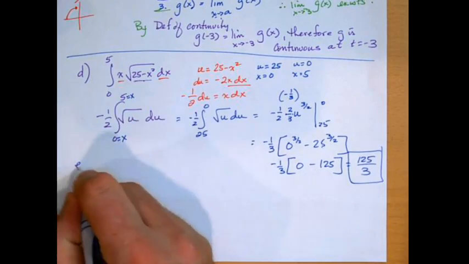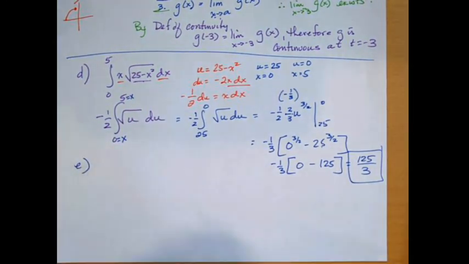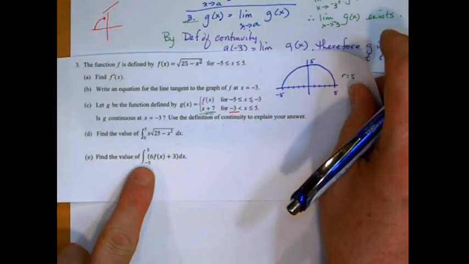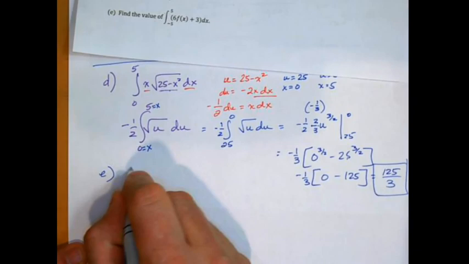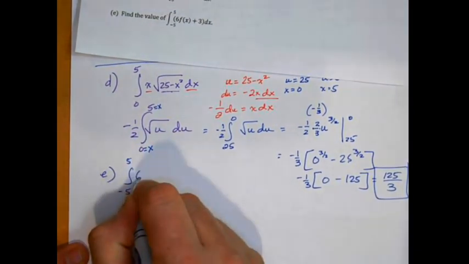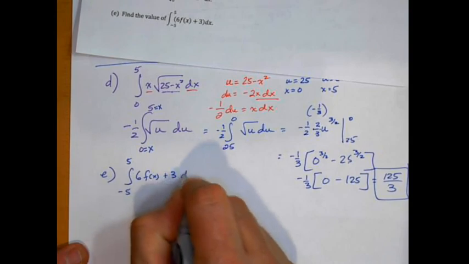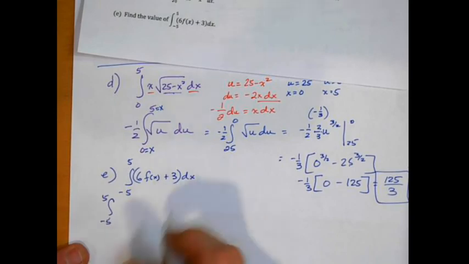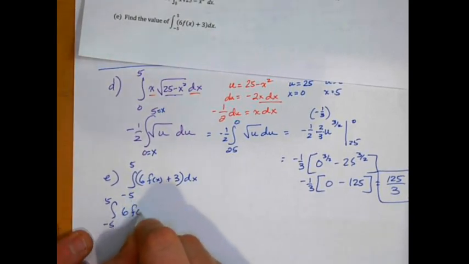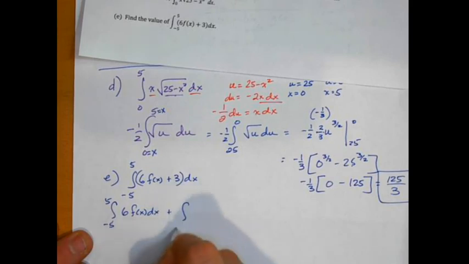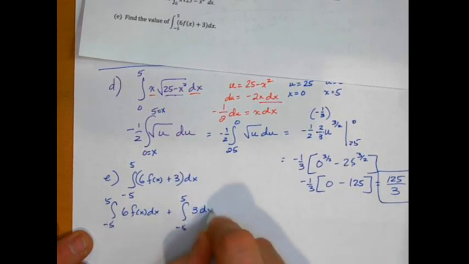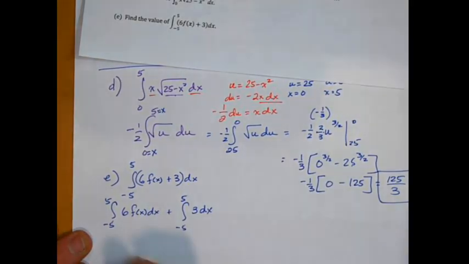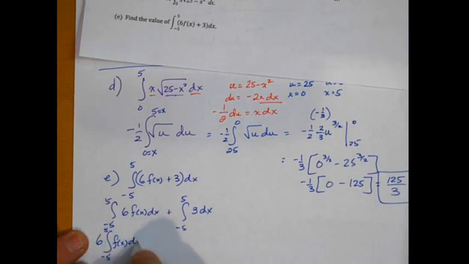All right, next. We did this one before. Oh, no we didn't. Okay, so the value of the integral from negative 5 to 5 of 6f of x plus 3 dx. I'm going to break it up, negative 5 to 5 of 6f of x dx plus negative 5 to 5 of 3 dx. So this is 6 times the integral from negative 5 to 5 of f of x dx plus the integral from negative 5 to 5 of 3 dx.